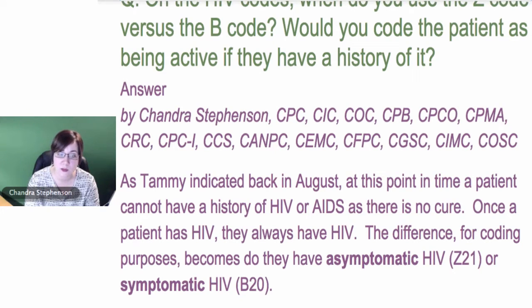So if we scroll down a little bit farther, we're going to talk about how we figure out what constitutes asymptomatic, which is the Z21, versus what constitutes symptomatic, which is our B20.